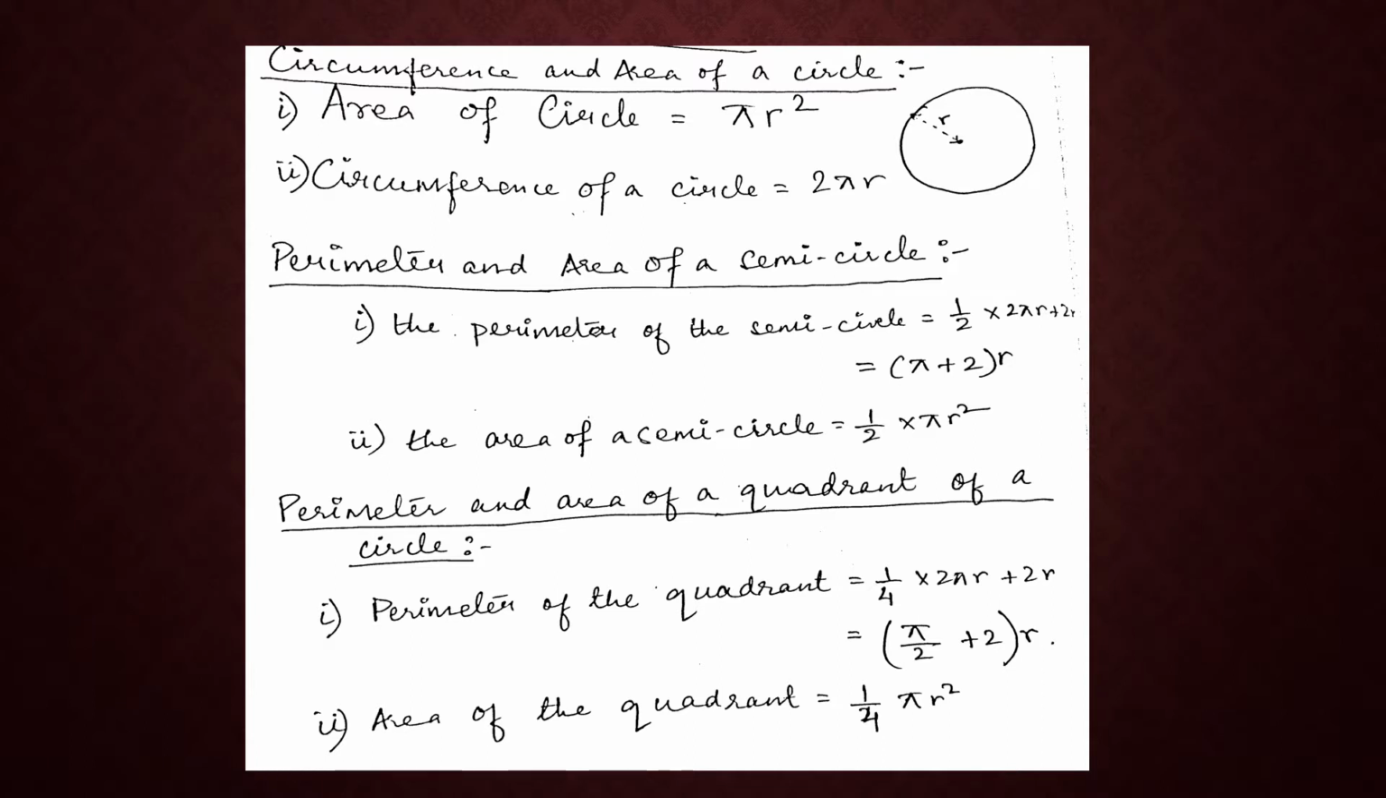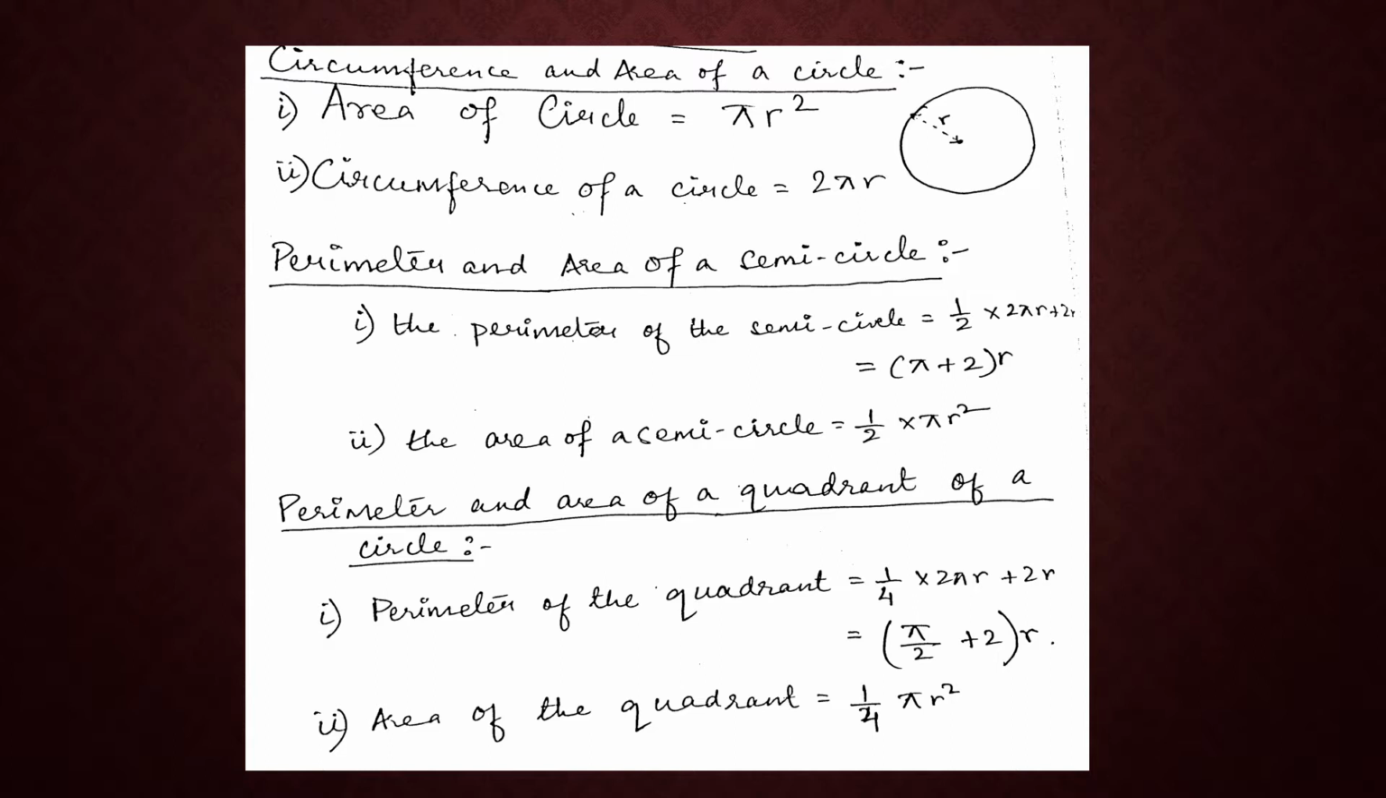So we know the area of a circle is pi r square, whereas the circumference is 2 pi r. We know the value of pi is 22 by 7 or 3.14. You can take either of them. Perimeter and area of a circle.